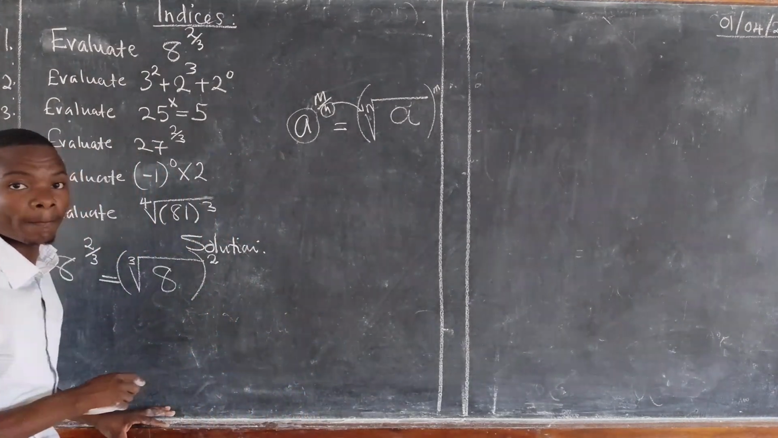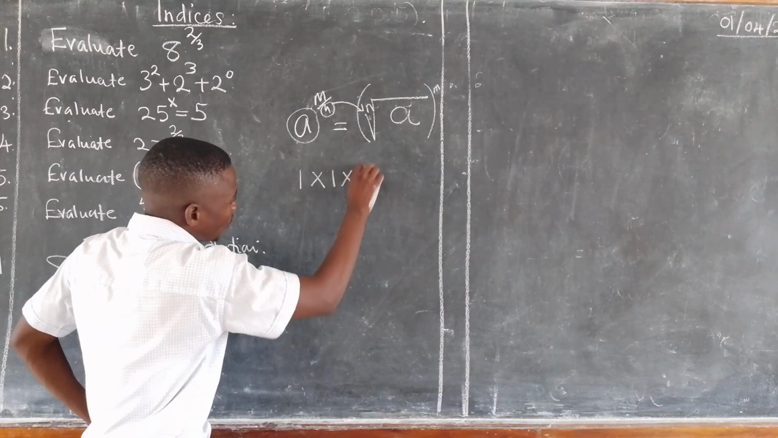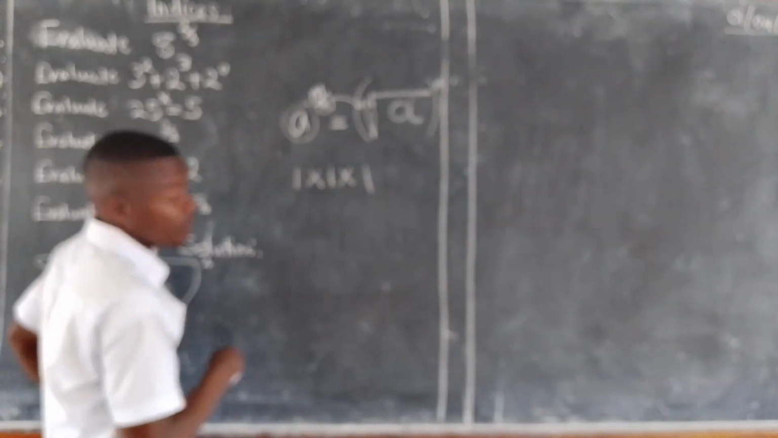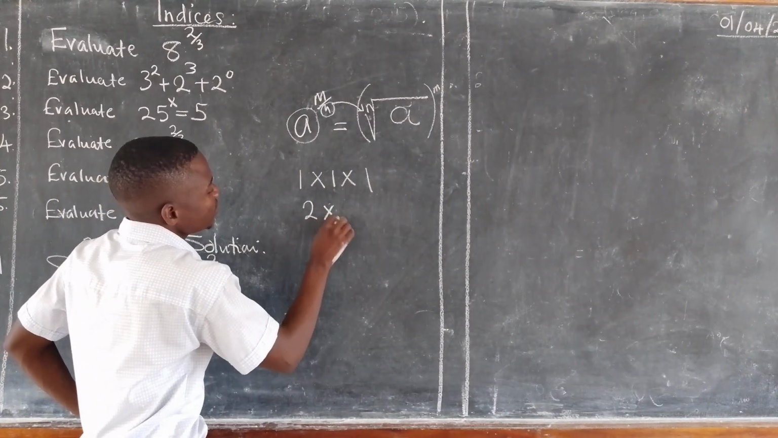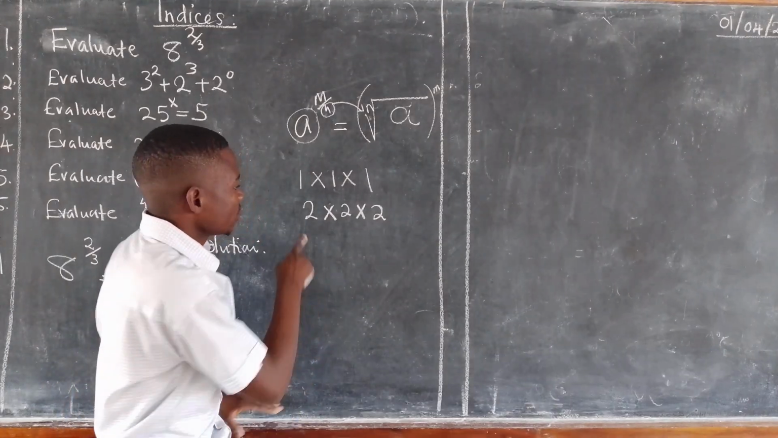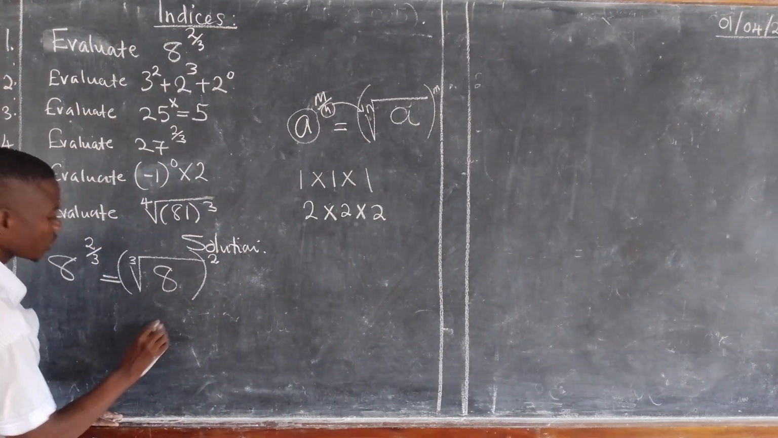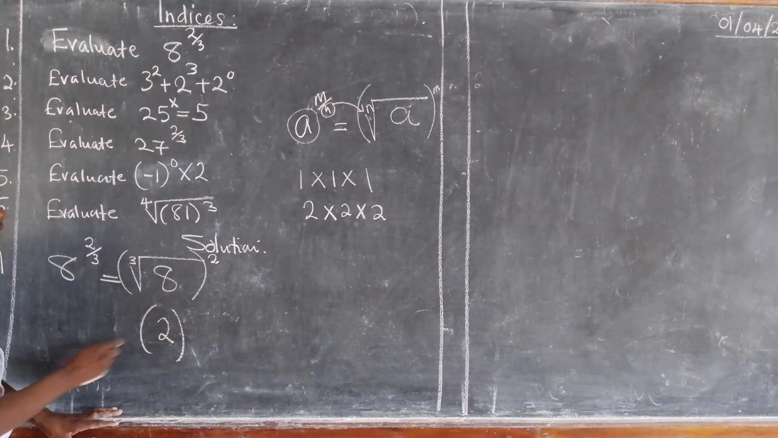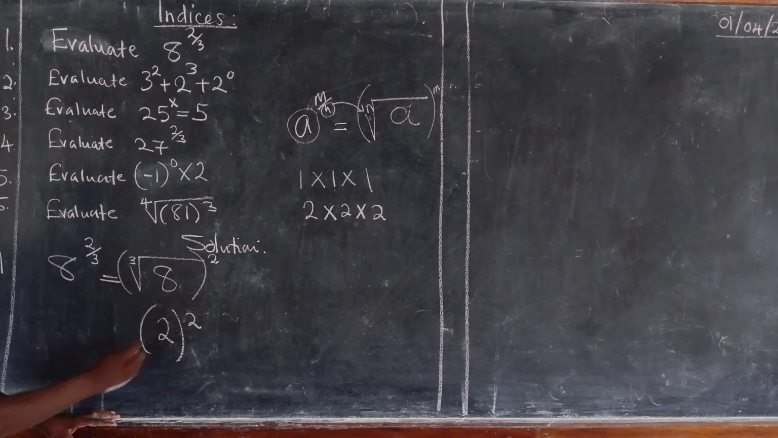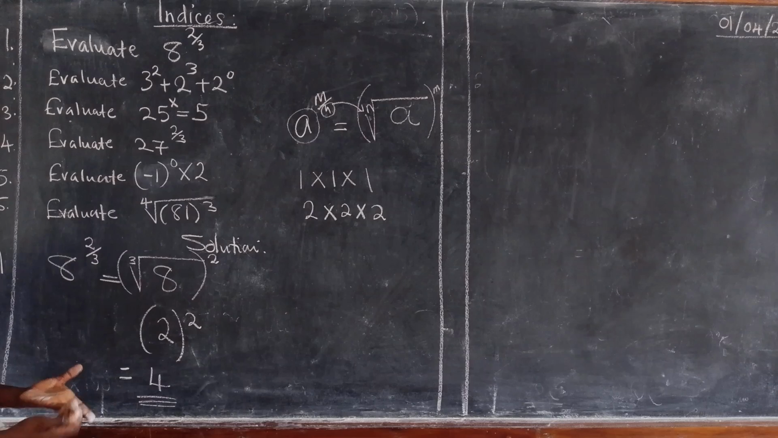8. What's that number? You try 1 times 1 times 1, which is 1. So we say 2 times 2 times 2. We go just like that. So 2 times 2 is 4, times 2 is 8. So the number is 2. So we're going to say 2, then to the power 2. What is 2 to the power 2? Which is 4. We are done with the first one.